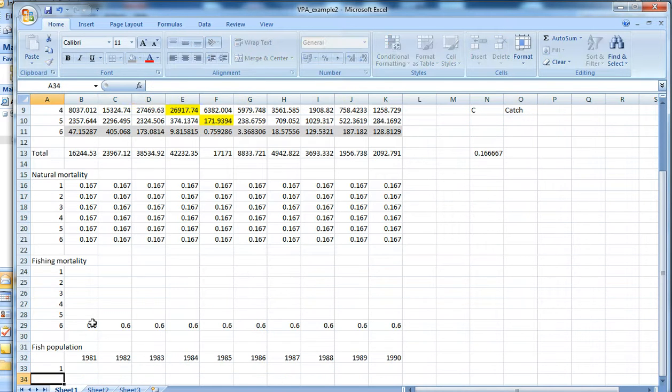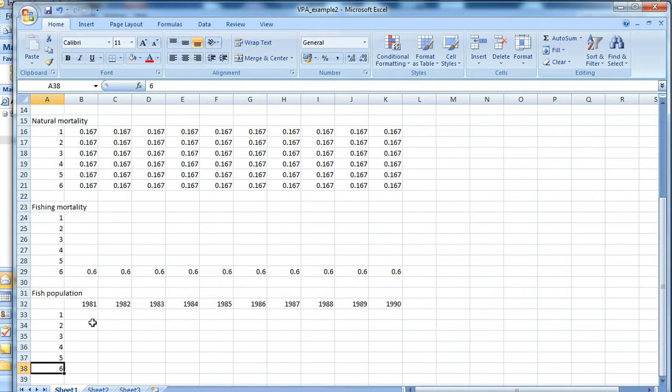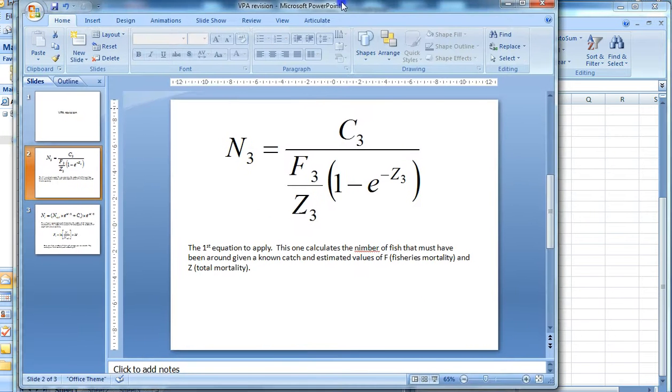You want to practice this again and again until you can do it really quickly without having to think too much about it. Although maybe not too much of that, because that's when you start running into problems, isn't it? Right, I'll try and do this in one equation. I have recommended to a few of you that you do this in bits rather than try to do it in one equation. So I'm going to apply this equation here. The number of fish in year 6 is equal to the catch in year 6 divided by fishing mortality over total mortality times 1 minus exponential of minus total mortality.